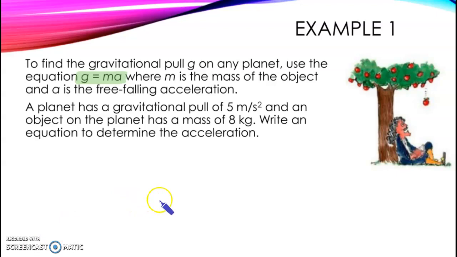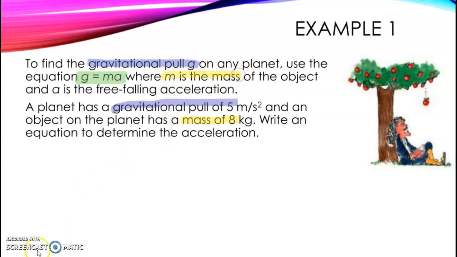And so from the keywords, 5 is being identified as the gravitational pull, and 8 is being identified as the mass. And what we essentially want to do is figure out where we're going to plug in those two numbers into the equation that they gave us. So going back to the first part, it says that gravitational pull is represented by the letter G, and that the mass is represented by the letter m.